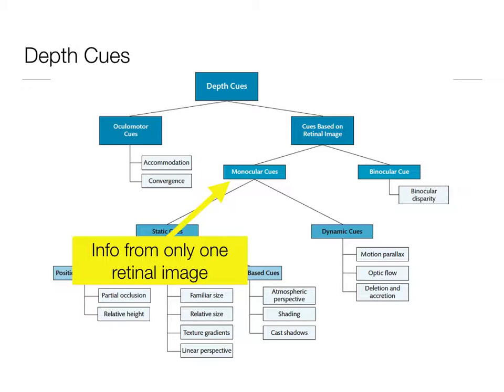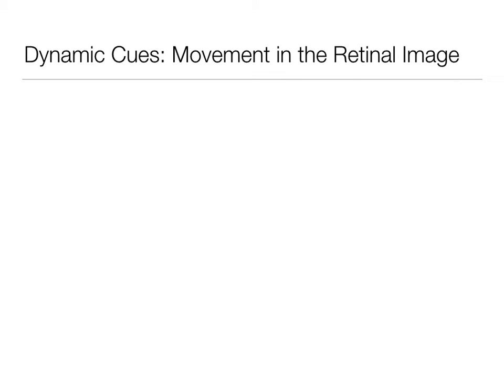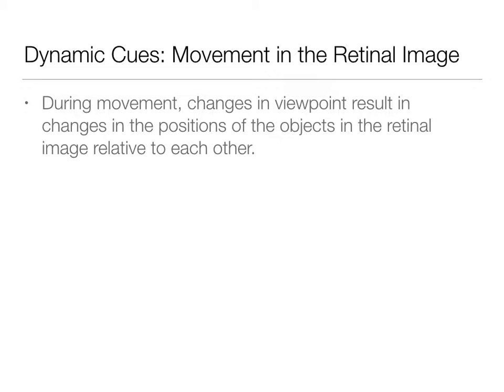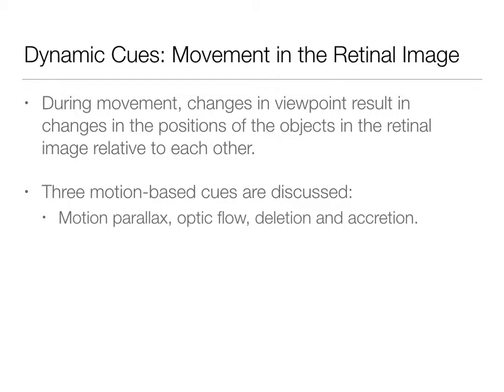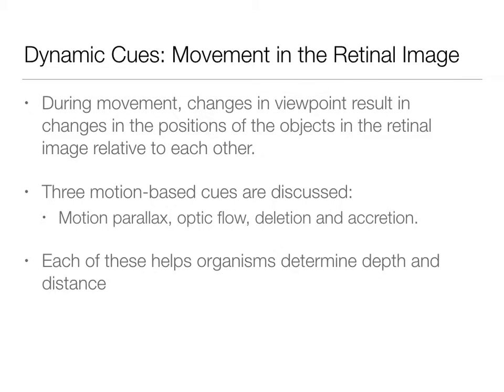So these are dynamic cues, and we have three different kinds that we're going to discuss: motion parallax, optic flow, and deletion and accretion. During movement, viewpoint changes result in changes in position of the object on the retina relative to each other. So when you move, the retinal image changes, and when the objects move, the retinal image changes. Each of these really helps us determine depth and distance.